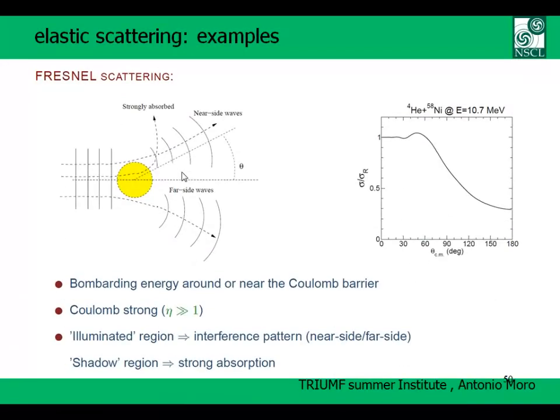There's an intermediate case in which Coulomb is strong, and you do get some pattern around this surface region, and you get strong absorption inside. So as soon as your impact parameter is small enough, you're going to absorb. There's a region in which things are going to happen, and then there's a region in which it's going to be pure Coulomb. And that's basically what you see over there. It's going to absorb, it's going to be Coulomb, and there's going to be a surface region where you're going to see some effects. And that's the Fresnel scattering.